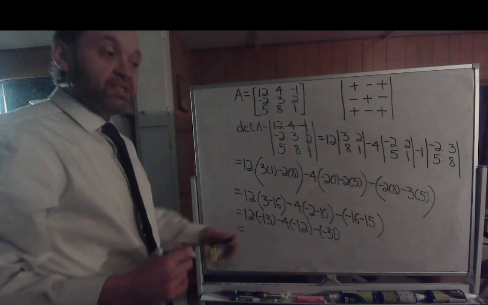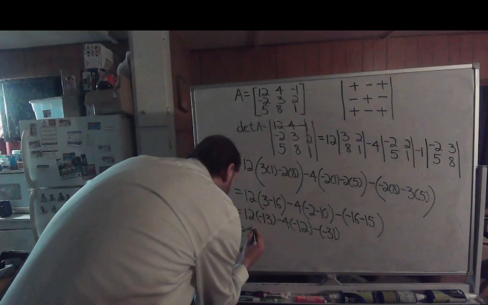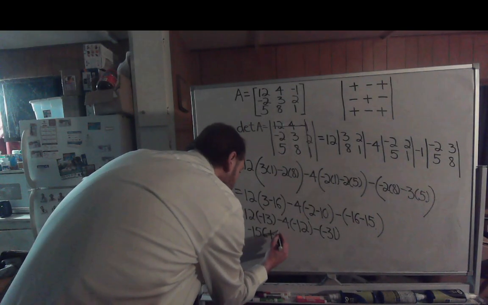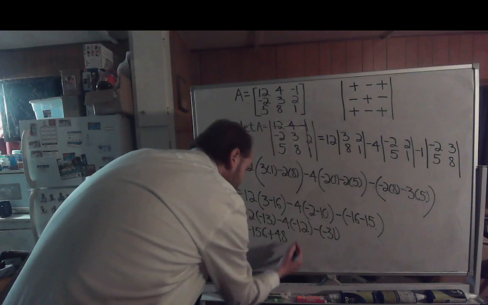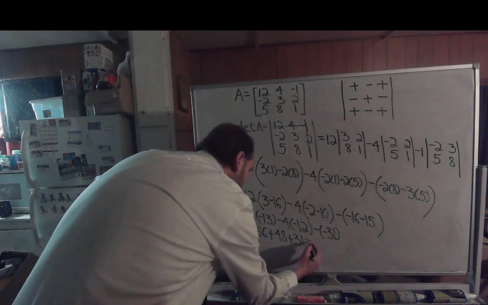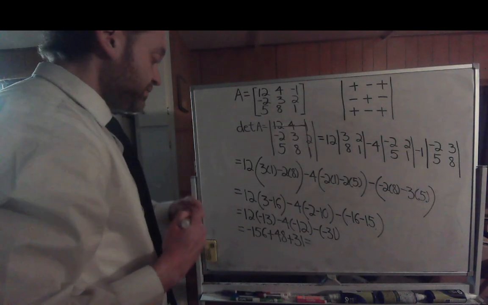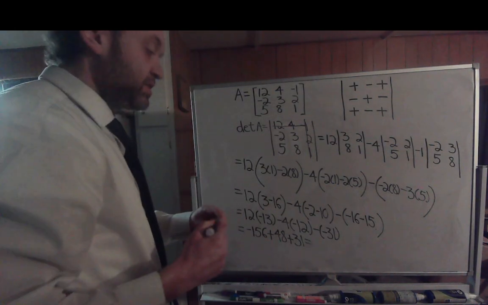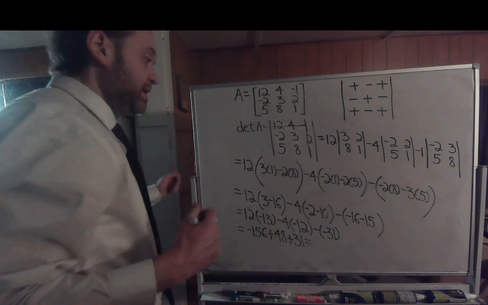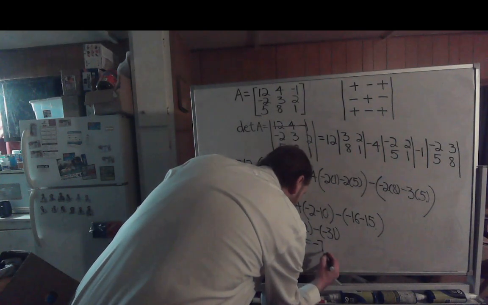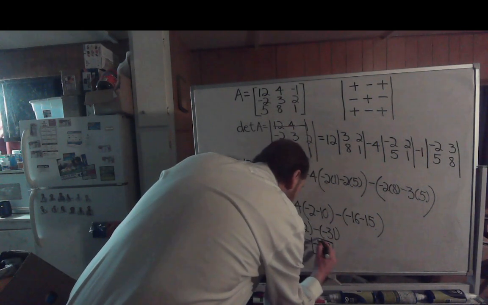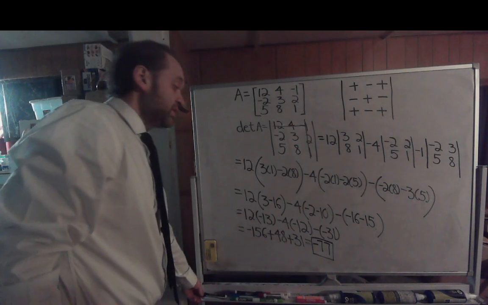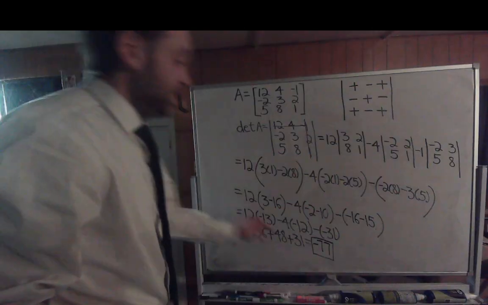Alright, so 12 times negative 13, that's going to be negative 156. Minus 4 times negative 12, that'd be plus 48. Minus 31 is plus 31. Alright, so negative 156 plus 48, that's going to be negative 108, plus 31 would be negative 77. So the value of this determinant in the end would be negative 77. So yes, all that work to get negative 77.